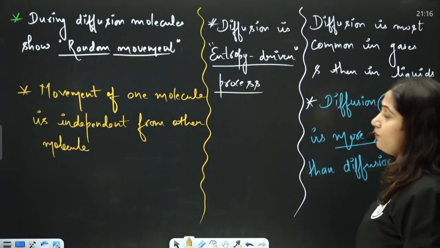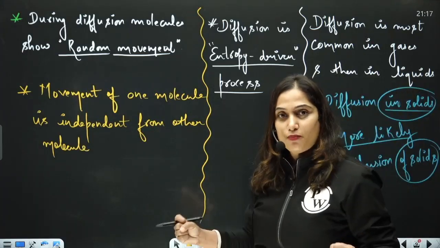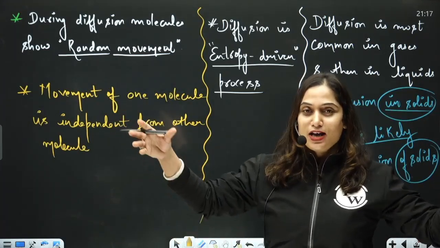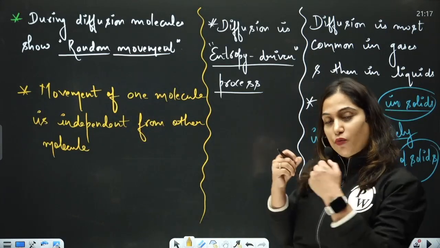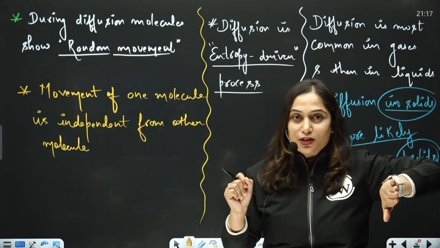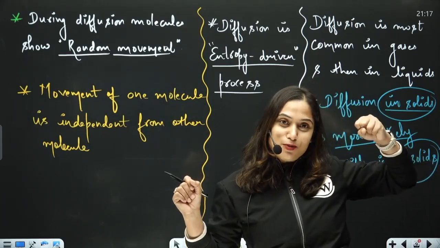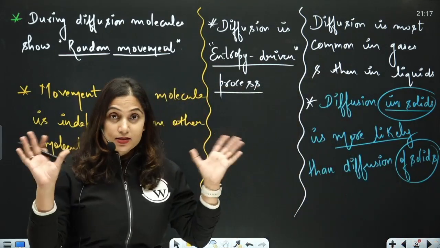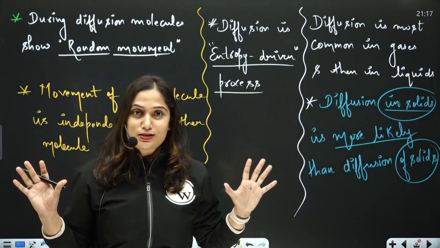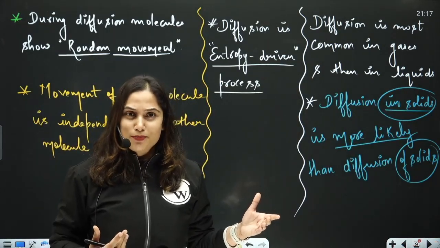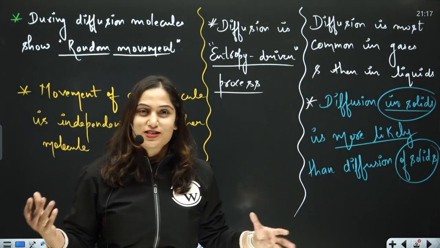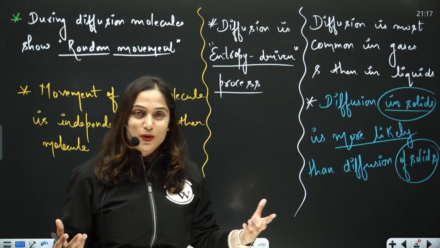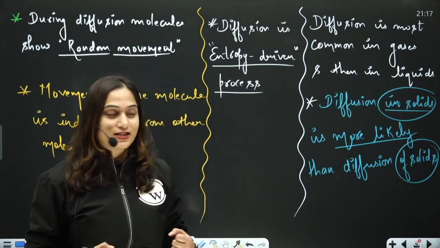Okay. Now, during diffusion, the movement of molecules is random, that is, not organized. They move in an unorganized manner, and the movement of one molecule is independent from the movement of the other molecule because they move randomly. And the more the disorderliness in the system, the more the entropy, the more would be the rate of diffusion, because entropy supports randomness. Okay, so diffusion is an entropy driven process.